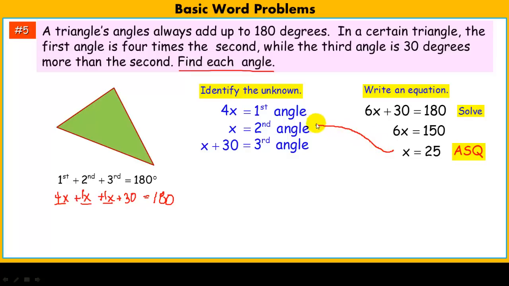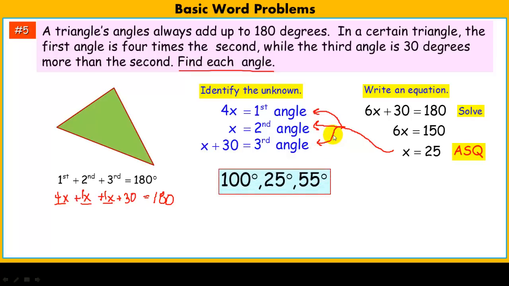All I have to do is plug them in one at a time. 25. 4 times 25 is 100. 25 plus 30 is 55. Raise your hand if you got that one correct. Awesome.